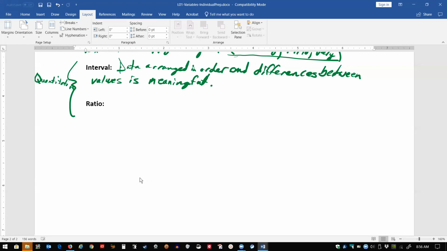Now, the distinguishing thing about interval variables is that there is no true or absolute zero. Zero isn't as low as you can go, basically. Okay, so an interval variable could have 0 as a possible value, but you could go lower than that, right? And higher than that.